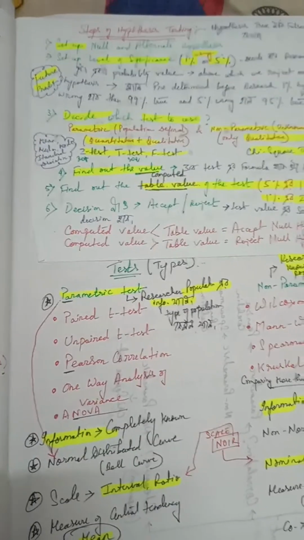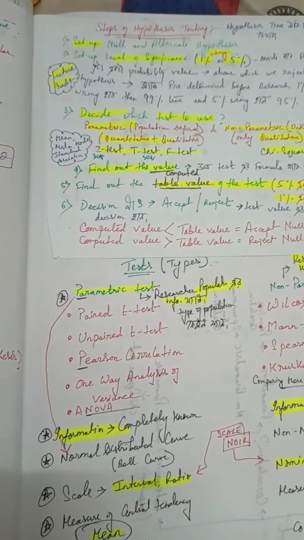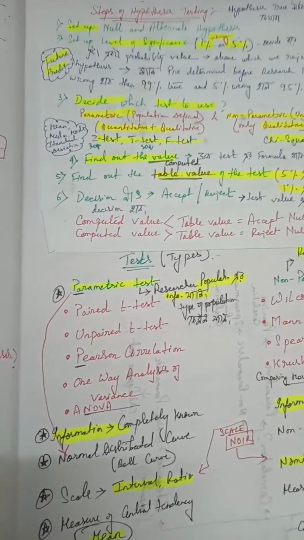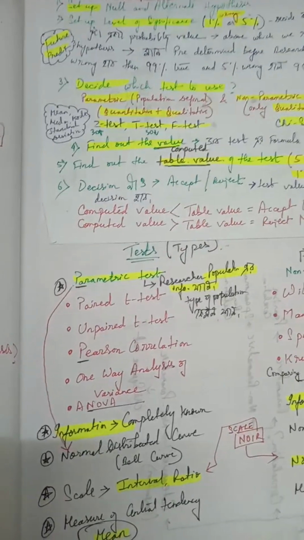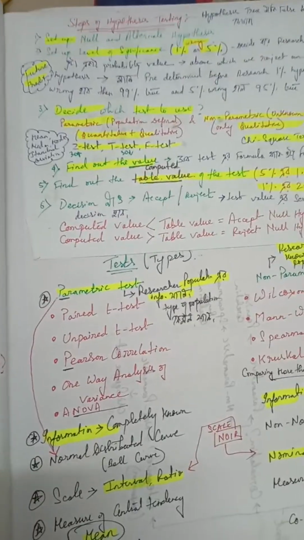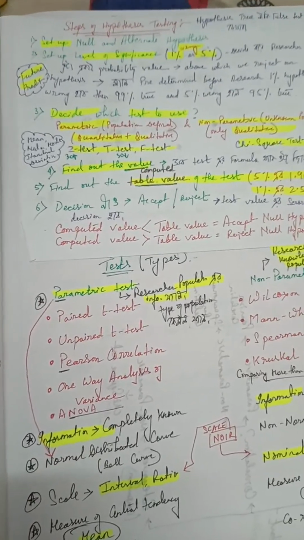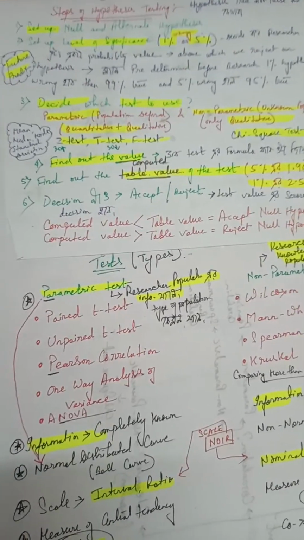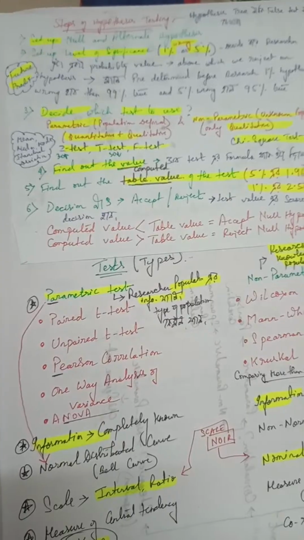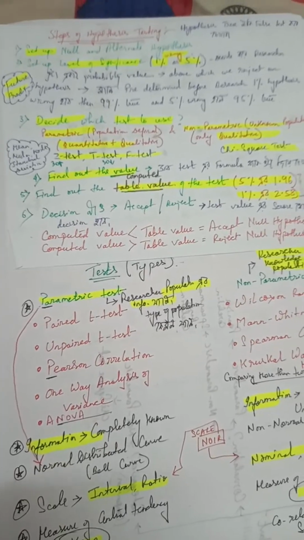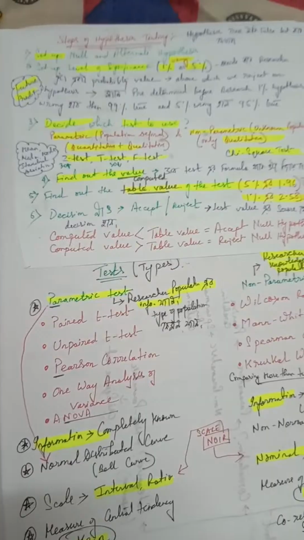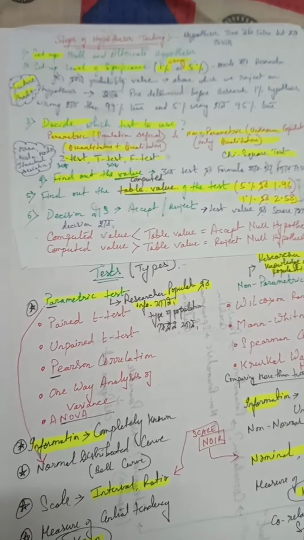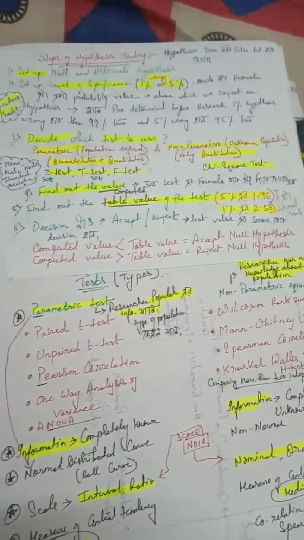If the sample size is more than 30, then we will be using Z test. If my sample is less than 30, then we will be using T test. After that, we will find out the value. We will be finding out a computed value: if my level of significance is 5%, then I am setting a table value of 1.96. And if my level of significance is 1%, then I am setting a value of 2.58.